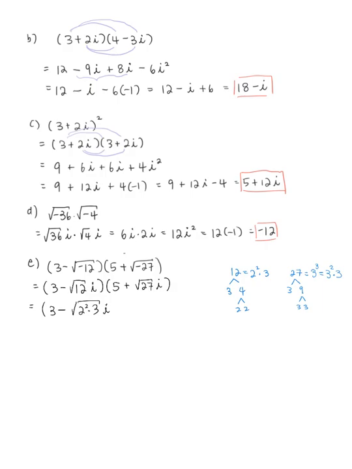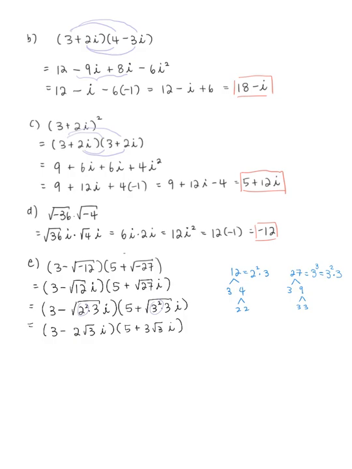And then i, parentheses closed. And then parentheses, 5 plus square root of 27 can be written as square root of 3 squared times 3. And then i, parentheses closed. Okay, so I'm going to circle the perfect ones. Now, this becomes 3 minus 2 square root of 3i, parentheses closed, and then parentheses 5 plus 3 square root of 3, and then i.